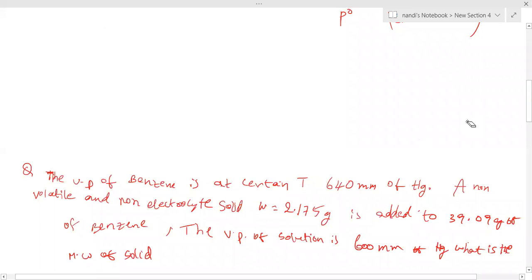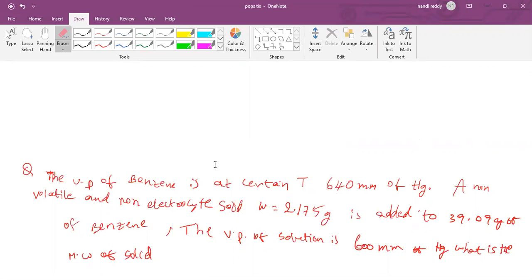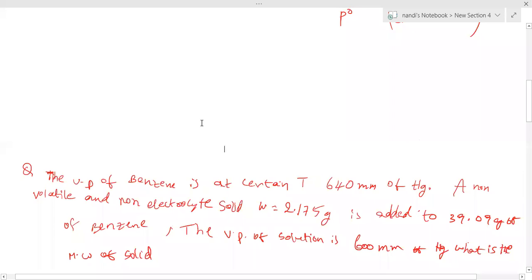Here, a non-volatile, non-electrolyte solid weighing 2.175 grams is added to 39.09 grams of benzene.